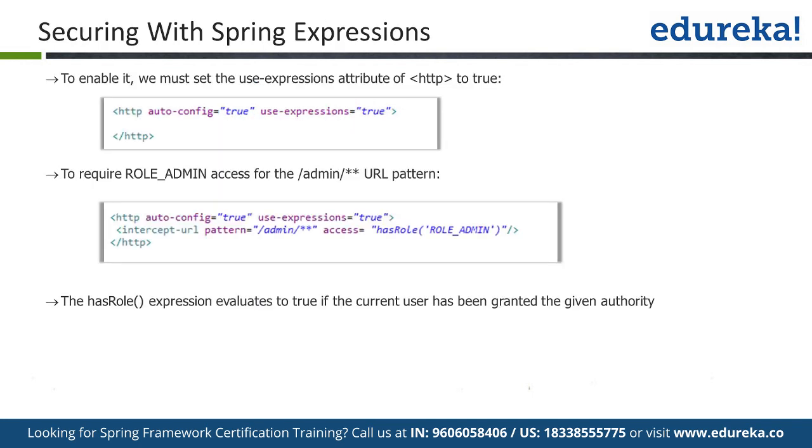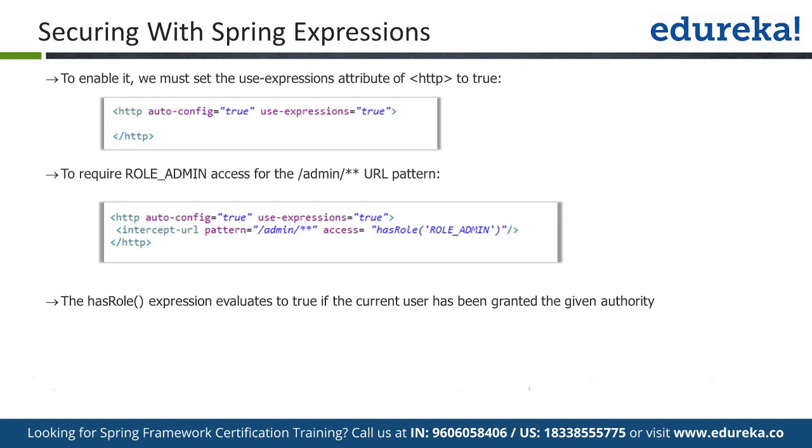Now, security with Spring expressions. To enable it, we must set the use-expressions attribute of http to true, like http auto-config true and use-expressions equal to true. So to require ROLE_ADMIN access for the admin URL pattern, you simply use that auto-config true, use-expressions, and then the pattern, and you can have the method as well, let's say hasRole('ROLE_ADMIN'). So this is the hasRole method. These are expressions which evaluate to true if the current user has been granted the given authority.